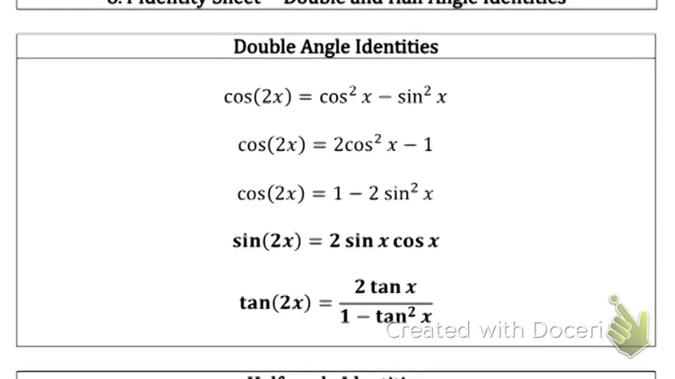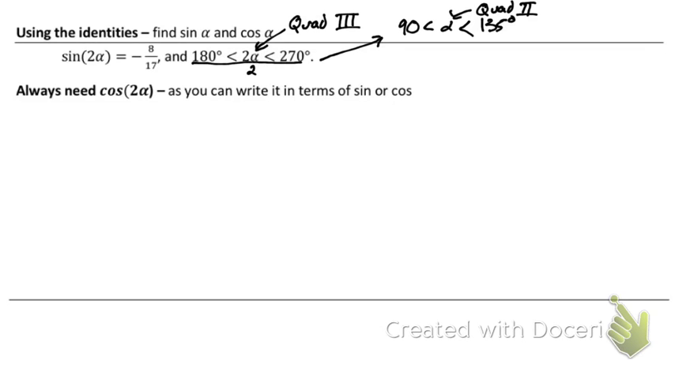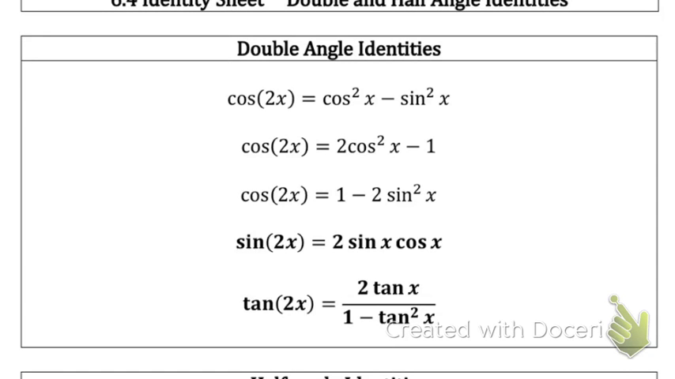All right, here are all my double angle formulas. Well, right now we know sine of 2x, so I could plug that value in here. So let's hypothetically think about that. My sine of 2 alpha equals negative 8 over 17, so I could replace that with negative 8 over 17.